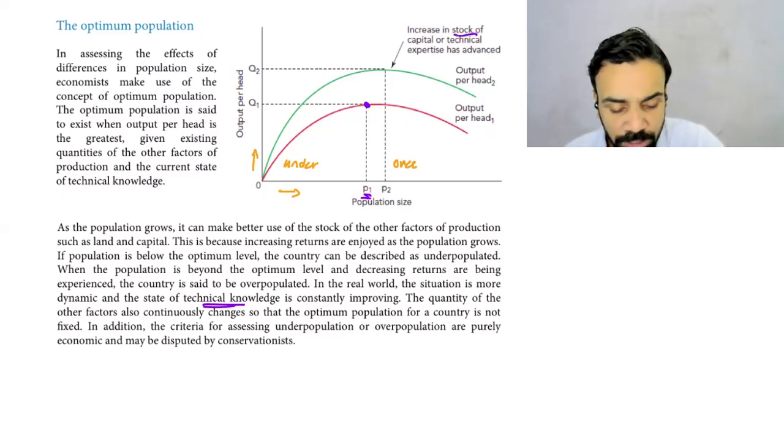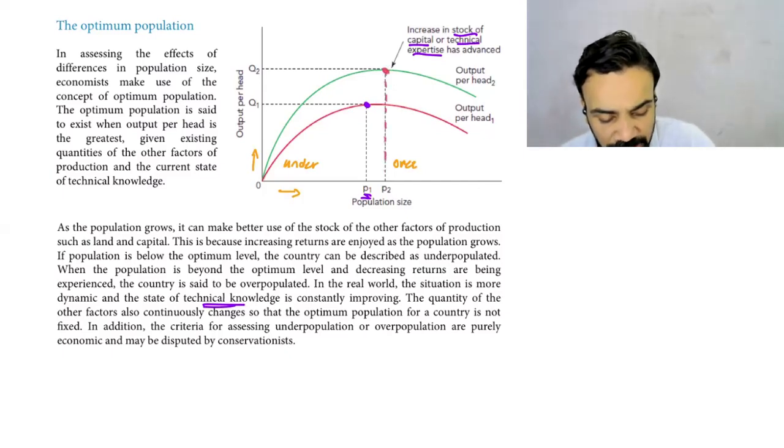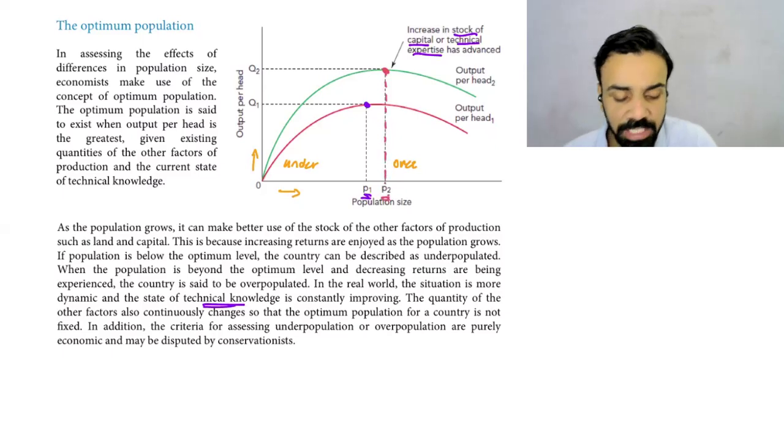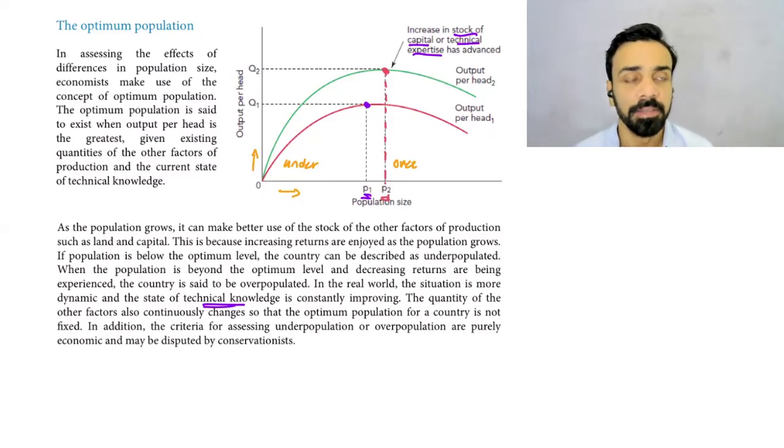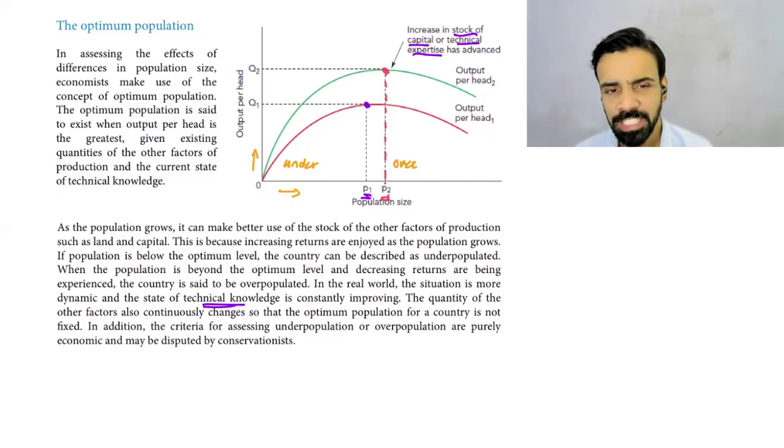And when you increase the machines and technical expertise, what happens is that your curve actually jumps up, and it turns out that because of that, now you can sustain, at P2, a higher population, an optimum population, right? This is what the people back in the day, during Marxist ideas and Thomas Malthus's concept, did not consider.